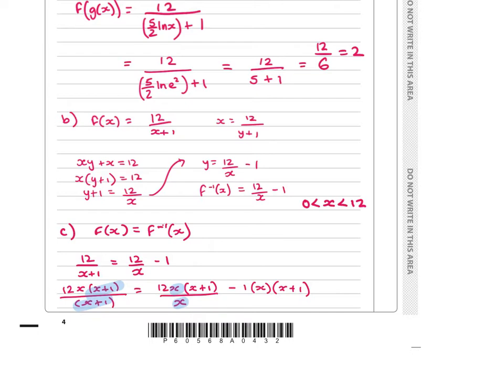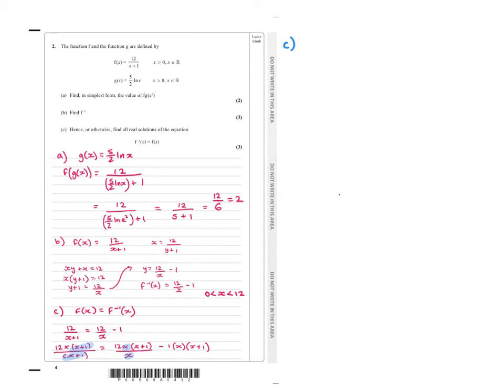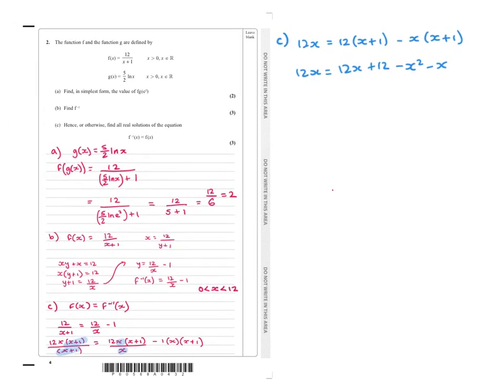So I'm actually going to get, if I bring that up here, C continued, I'm going to get 12x equals 12 lots of x plus 1 minus x lots of x plus 1. So I'm going to get 12x equals 12x plus 12 minus x squared minus x. I'm going to rearrange this, move everything to the left-hand side of the equation. So I'm going to get x squared plus x minus 12 equals 0.